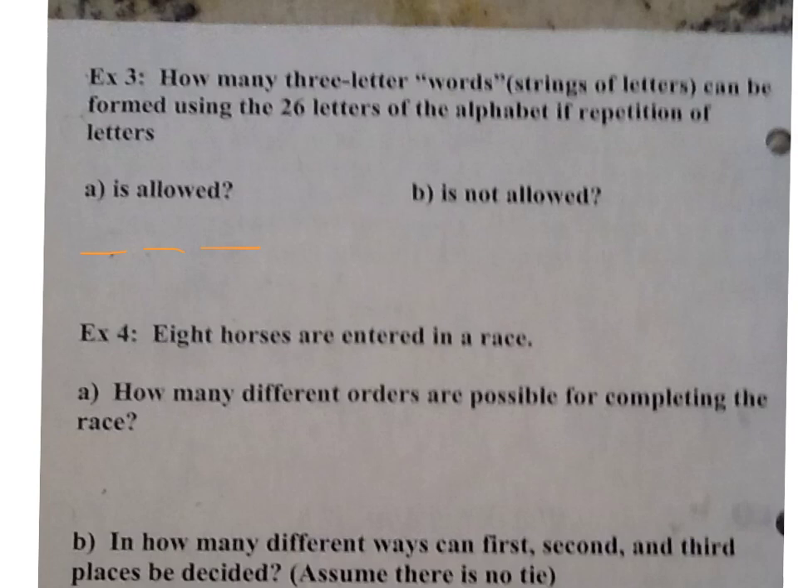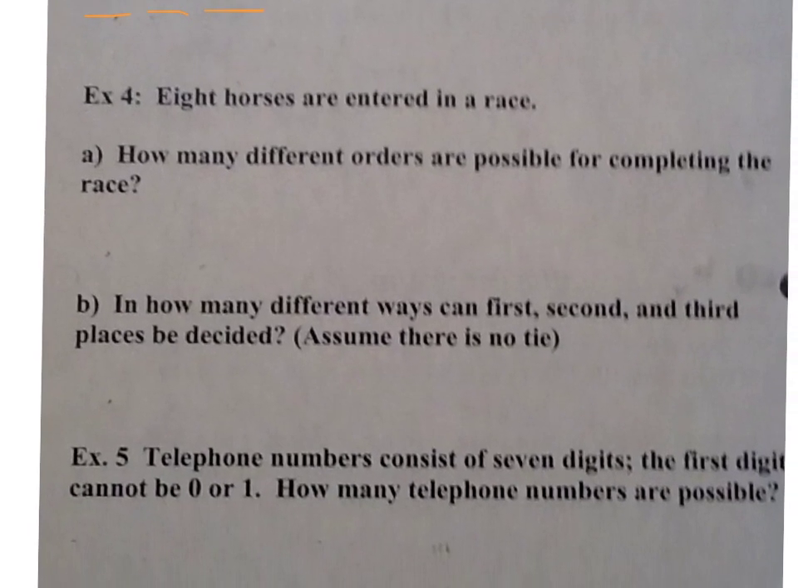Okay, now let's take a look at example 4. Slightly different. 8 horses in a race. How many different orders are possible for completing the race? So if you think about it, 8 spots. Okay, 1, 2, 3, 4, 5, 6, 7, one more, 8. Okay, for first place, how many different horses do we have available to us? Well, we've got 8.